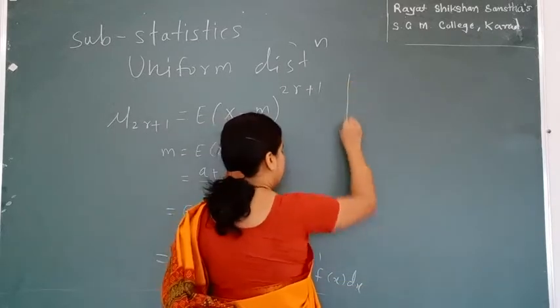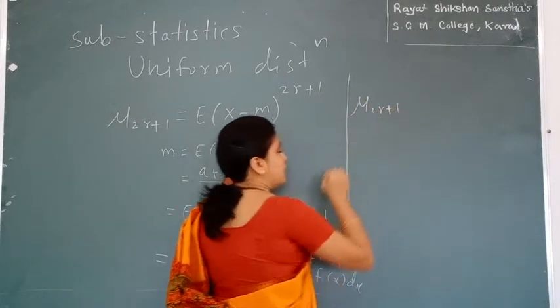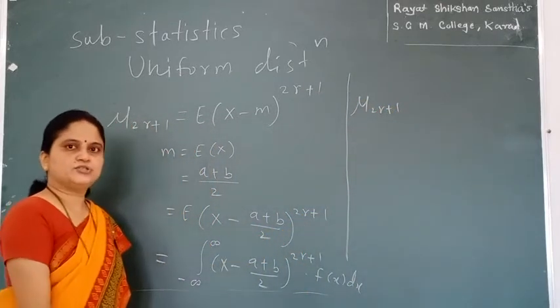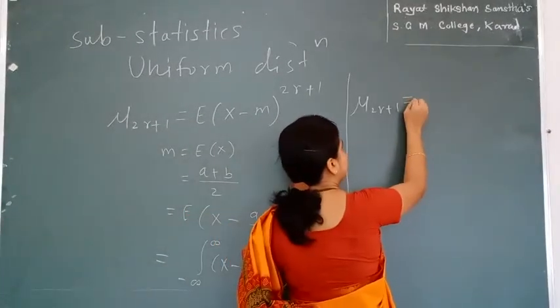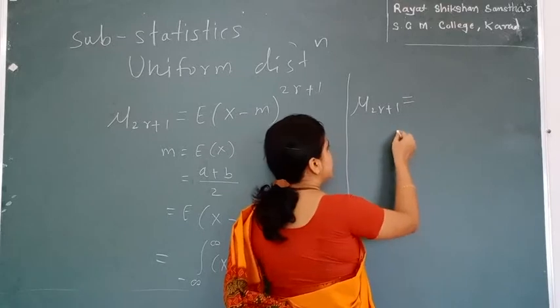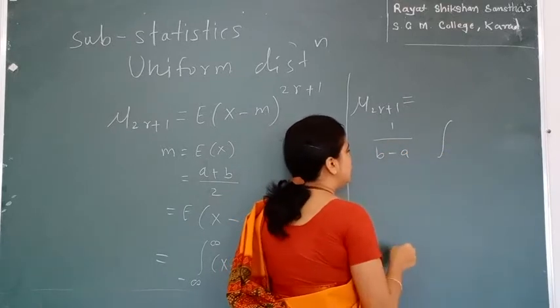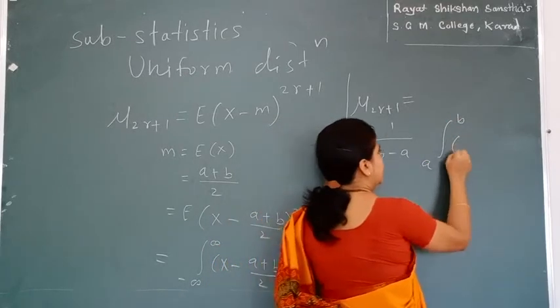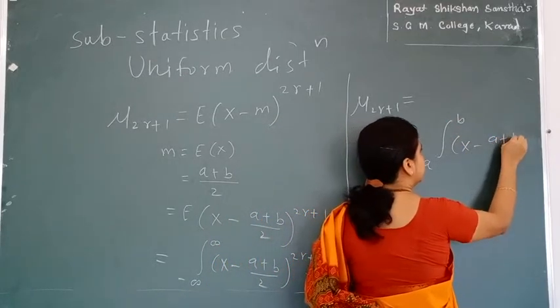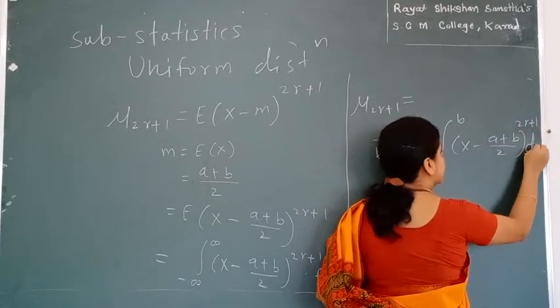Now since the PDF of the uniform distribution is 1 divided by (b minus a), which is a constant term, it comes out of the integration sign. We can write mu 2r plus 1 is equal to 1 divided by (b minus a), the integral over the range a to b of (x minus (a plus b) by 2) raised to the power 2r plus 1 dx.